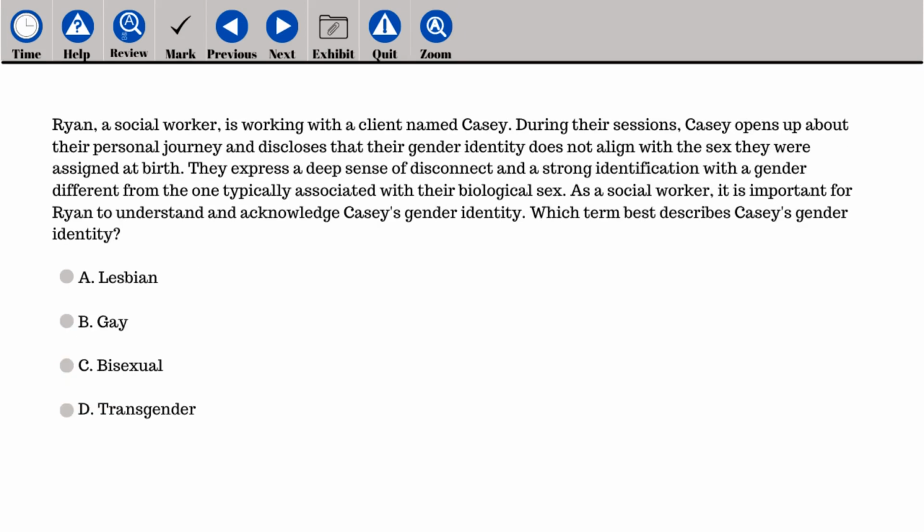Ryan, a social worker, is working with a client named Casey. During their sessions, Casey opens up about their personal journey and discloses that their gender identity does not align with the sex they were assigned at birth. They express a deep sense of disconnect and a strong identification with a gender different from the one typically associated with their biological sex. As a social worker, it is important for Ryan to understand and acknowledge Casey's gender identity. Which term best describes Casey's gender identity? A. Lesbian. B. Gay. C. Bisexual. D. Transgender.